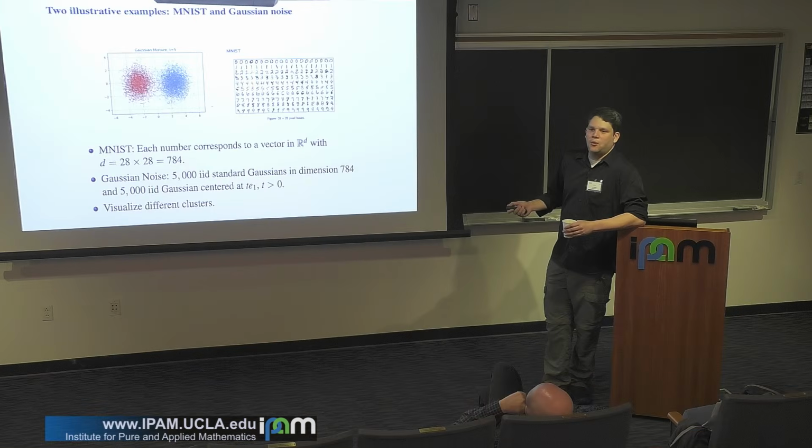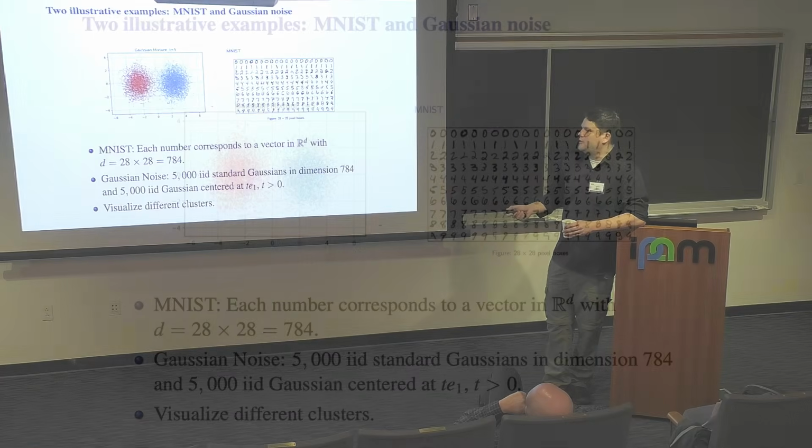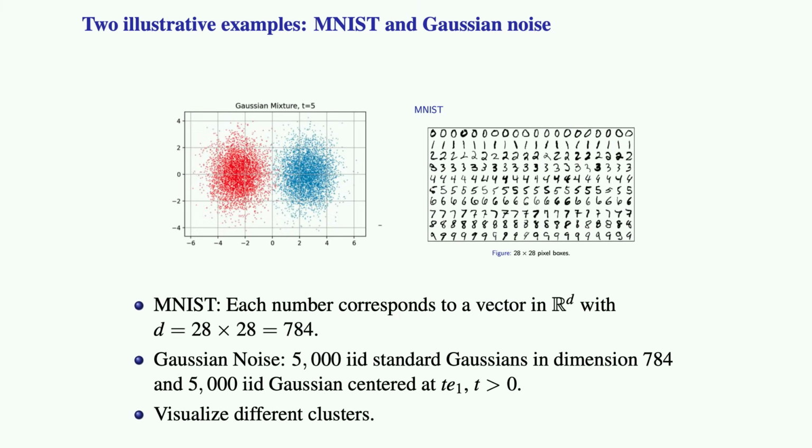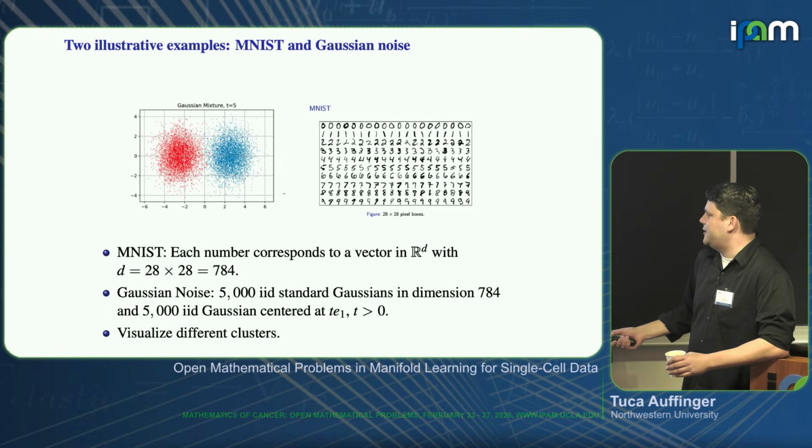Okay, but before I get there, here are two data sets that I'll show pictures of. One on the left is a Gaussian mixture. Half of them are centered in independent and identically distributed Gaussians in dimension 784. Half of them are centered not at 0, but at some vector e1 times some constant t. So half of them are shifted.